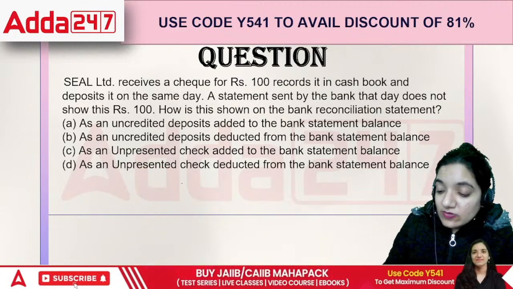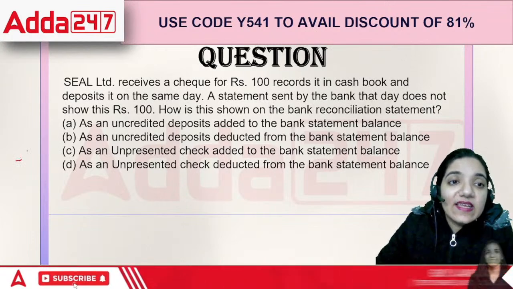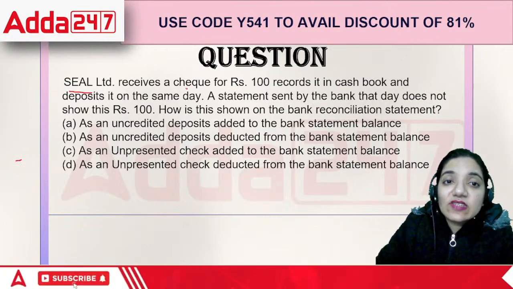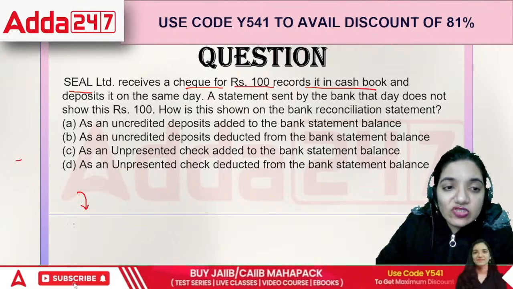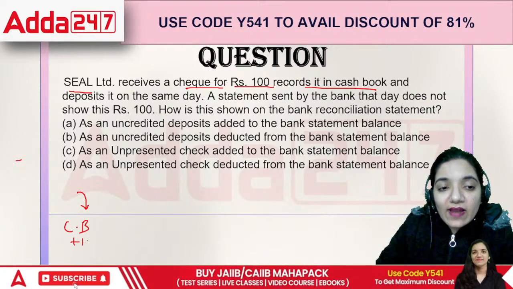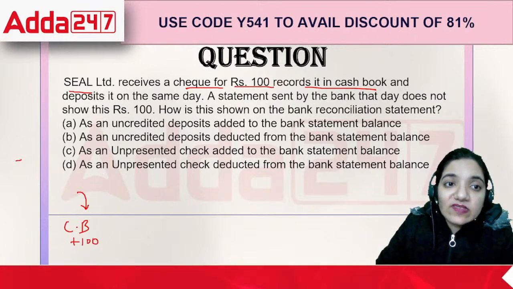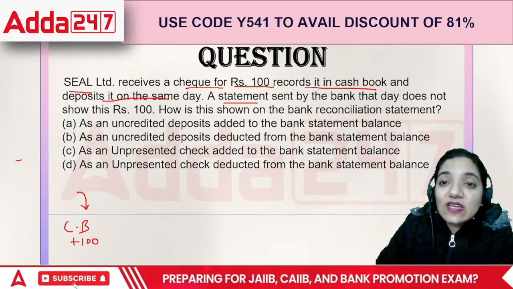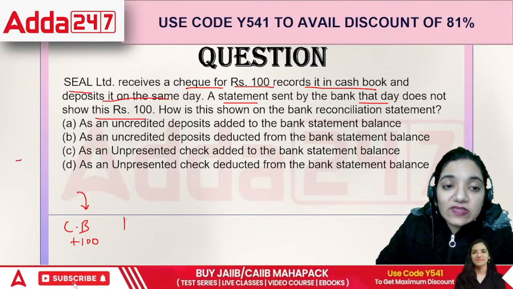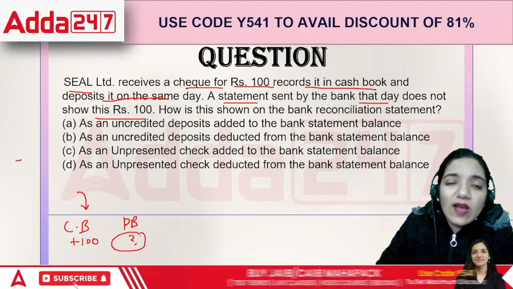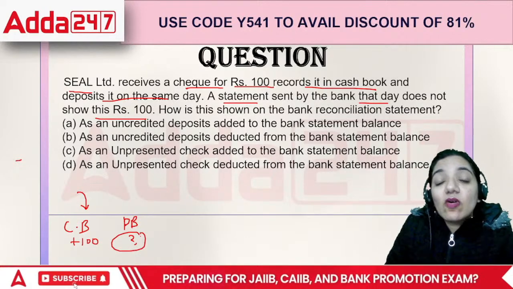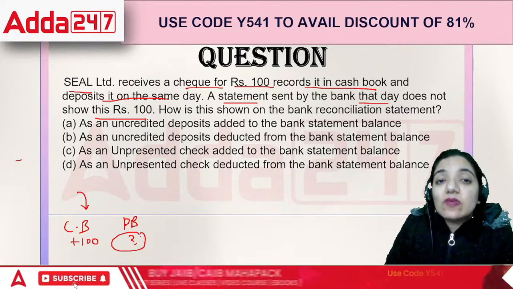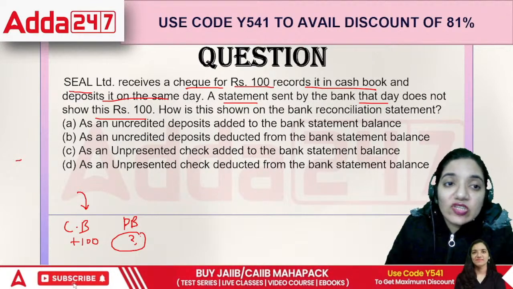Next question. Seal Limited receives a check of rupees 100 recorded in the cash book. As soon as I received this check, in terms of cash book, I added rupees 100 there. Deposits in the same day. A statement sent to the bank does not show this amount. In terms of passbook, it said, no, I don't think we have received the check yet, because normally it takes around 3 odd days to finish it. So how is this shown on the bank reconciliation statement?